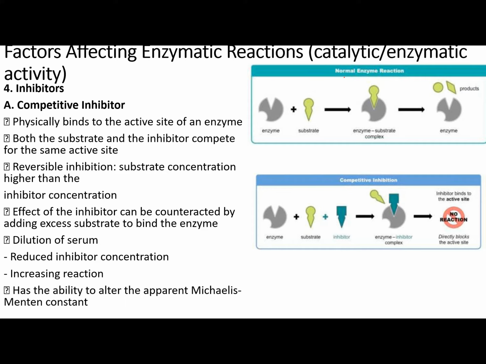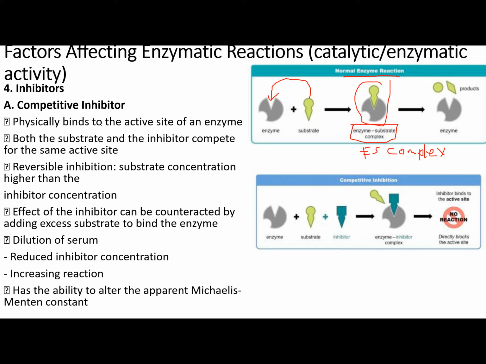So this is your normal enzyme reaction class. Here you would have your enzyme and your substrate. Now your substrate would attach to the active site of your enzyme, forming a so-called enzyme substrate complex, or the ES complex. Now this enzyme substrate complex would now produce products.